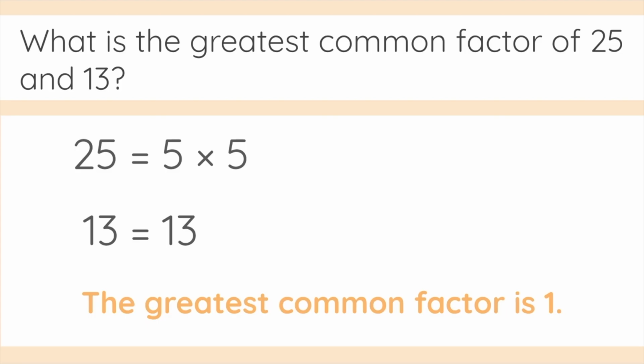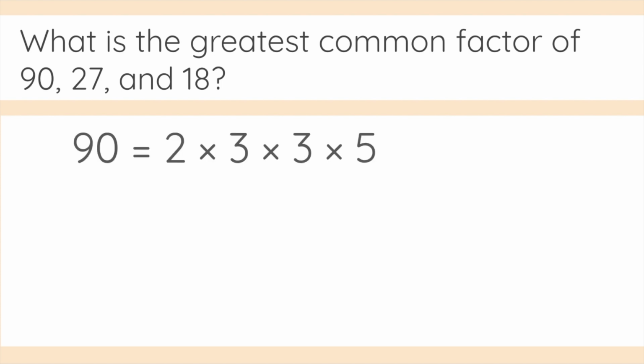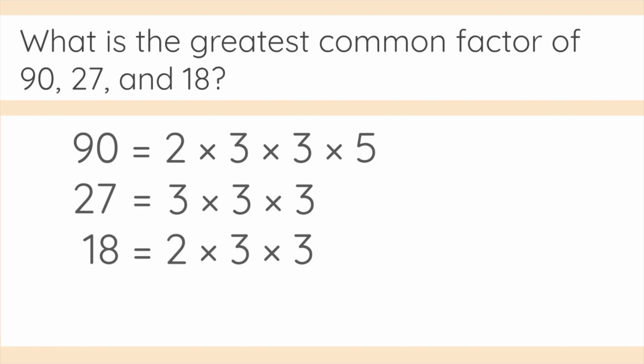We'll work through one last example next. What is the greatest common factor of 90, 27, and 18? Here, we are finding the greatest common factor of 3 numbers, but the process is the same. We'll start by writing the prime factorization for each number. 90 equals 2 times 3 times 3 times 5. 27 equals 3 times 3 times 3, and 18 equals 2 times 3 times 3. Next, we need to find the common factors shared by all of the numbers.